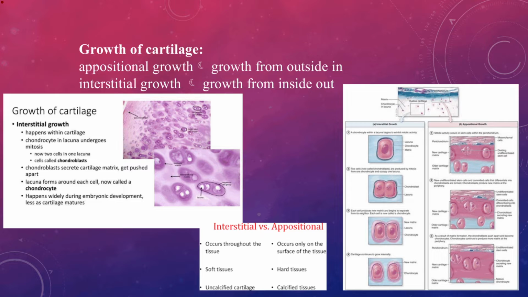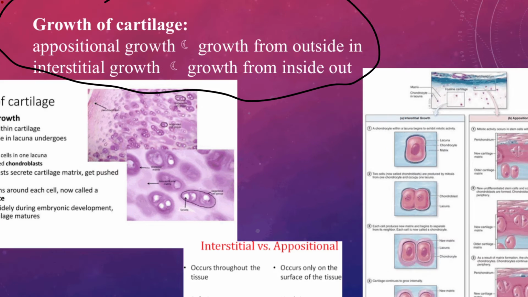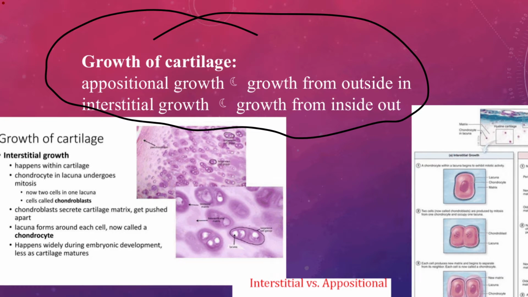Okay. When we talk about growth of cartilage, we have appositional growth, growth from the outside in, and interstitial growth, growth from the inside out. I'm really not going to go into any of this detail. Just know those definitions. We have too much stuff to cover for bone and muscle to focus on all of the detail of that. But you do need to know the two types of bone growth.